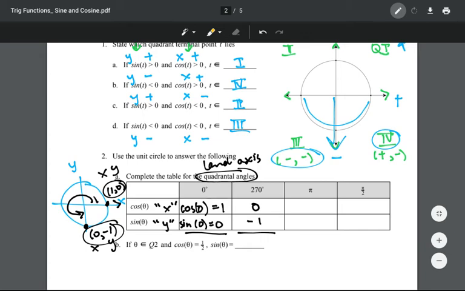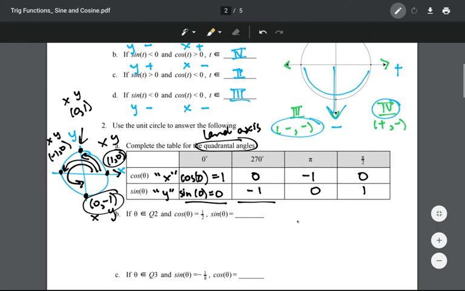Now let's travel to pi. So if I travel to pi, I'm over here at this point, and this point has x of -1, y of 0. Cosine is my x coordinate, so x is -1. Sine is my y, so that's going to be 0. And then last but not least, pi halves. So pi halves, I'm going to land right here. This point has 0 for x and 1 for y. So if I want the cosine, that means I want the x coordinate, which is 0, and the sine, I want the y coordinate, which is 1.